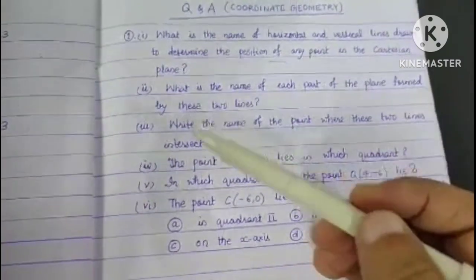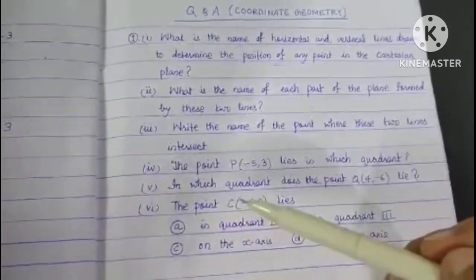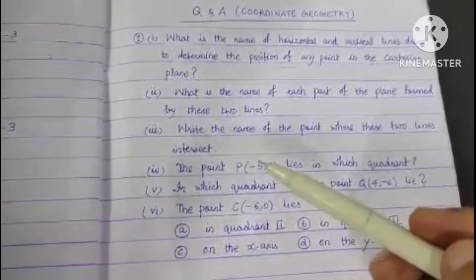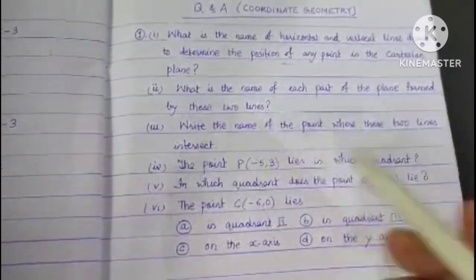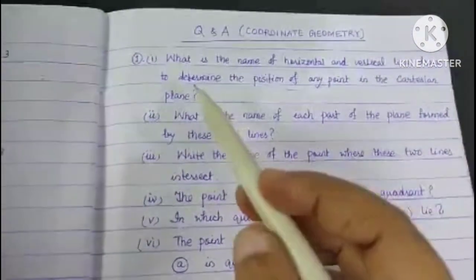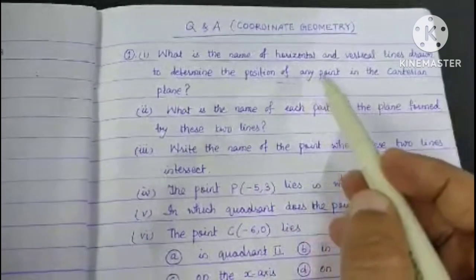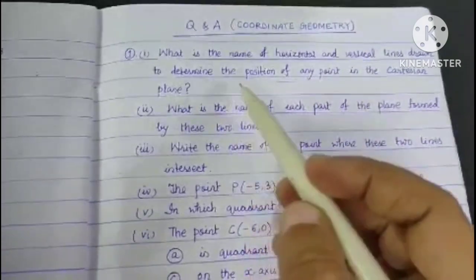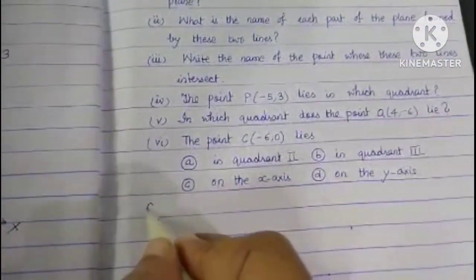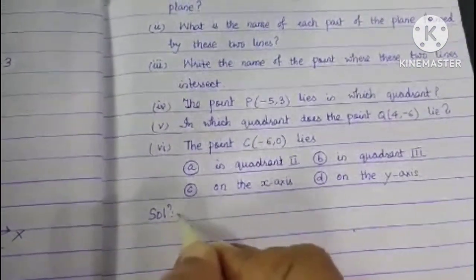So let us start the question and answer session of coordinate geometry. First of all, I have taken these 6 objective type questions, but these are the basic questions of the chapter. If the theory is clear, then these questions are nothing, but these are also important questions. So let us start. First one is, what is the name of horizontal and vertical lines drawn to determine the position of any point in the Cartesian plane? Let us start the solution one by one.